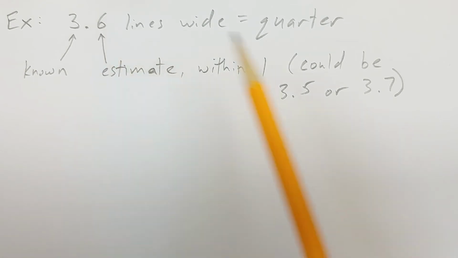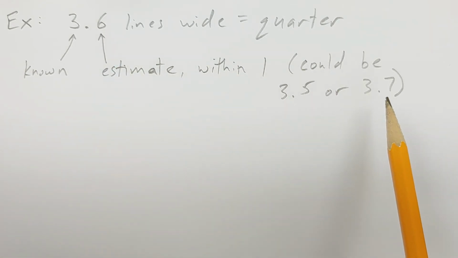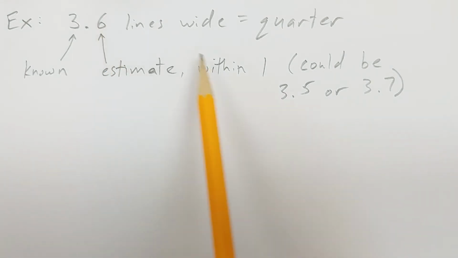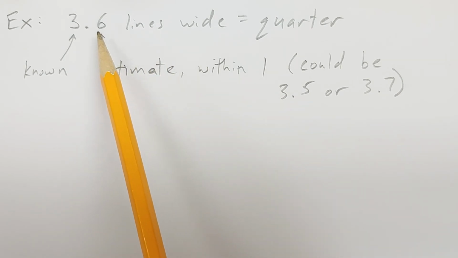This might be off by a little bit. It might be 3.5. It might be 3.7, but it's in that range. And that gives me much more precise information than just saying it's 4 lines wide, which could be anywhere from 3.5 to 4.5. By going to this place where we are estimating and don't know for sure what this last digit is supposed to be, we actually communicate the best information possible.